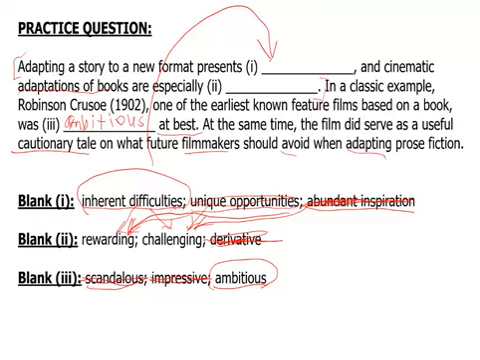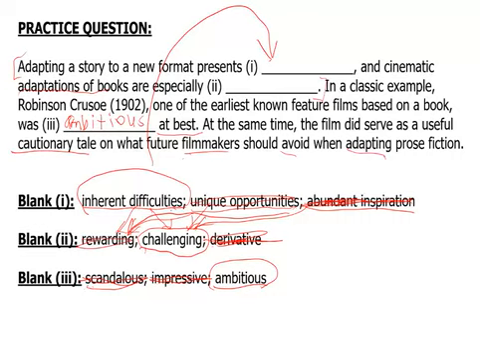So, adapting a story to a new format presents inherent difficulties. An example of these inherent difficulties is a film that was ultimately a failure. Well, a failure of a film is not rewarding, but it could be challenging, especially if you were ambitious but failed. So we have inherent difficulties, challenging and ambitious, and we got that by working backward.